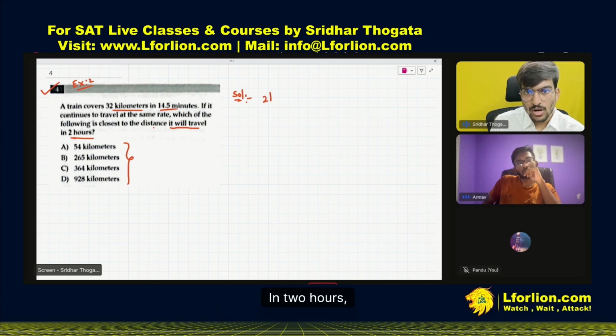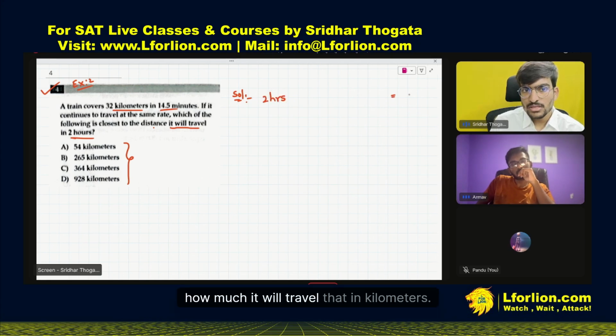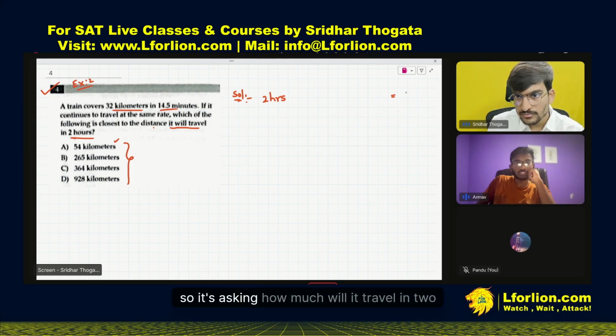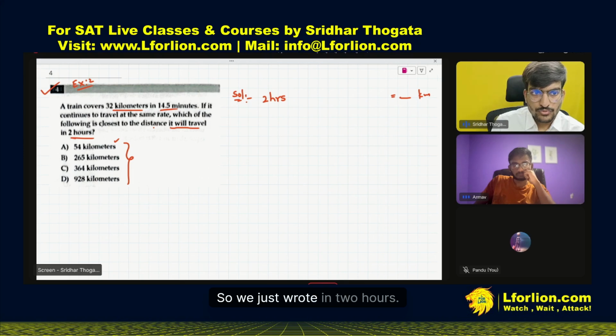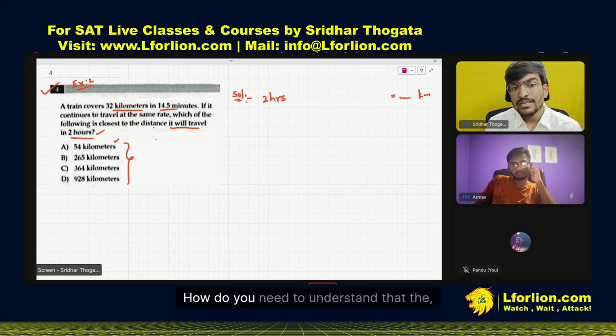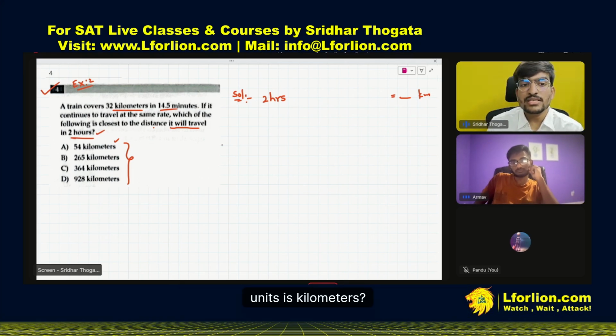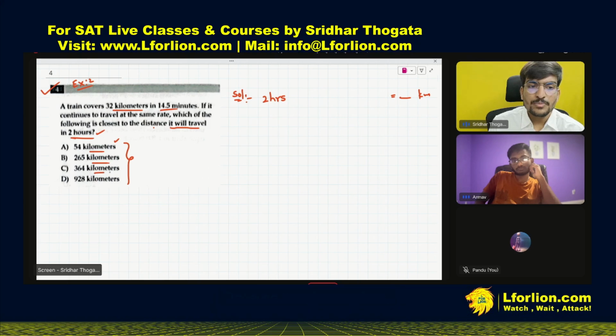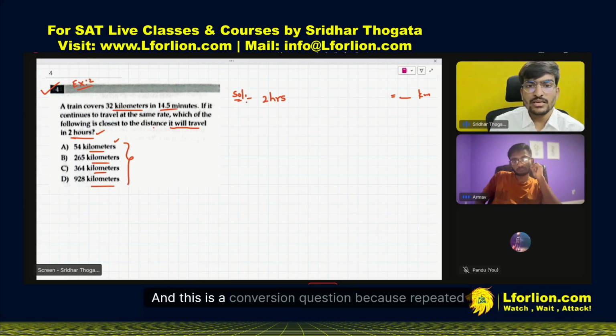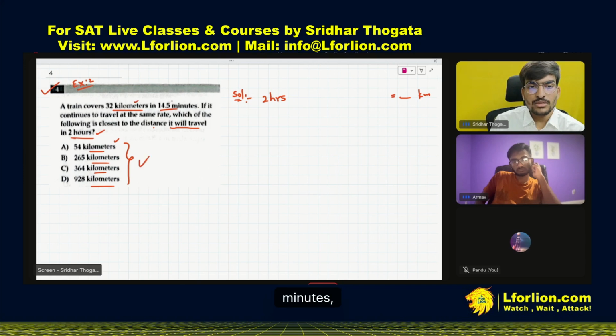In 2 hours, how much will it travel? That is in kilometers. So it's asking how much will it travel in 2 hours? How do you understand that the unit is kilometers? Because in the options, all of them are kilometers. And this is a conversion question because repeated units are there: kilometer, minutes, hours. Same units are there, repetitive, and they are just trying to convert the things.